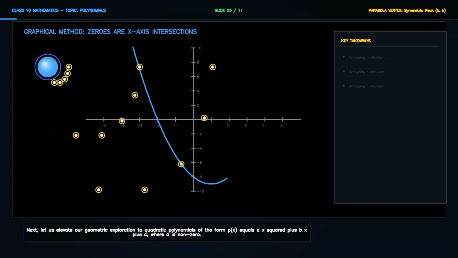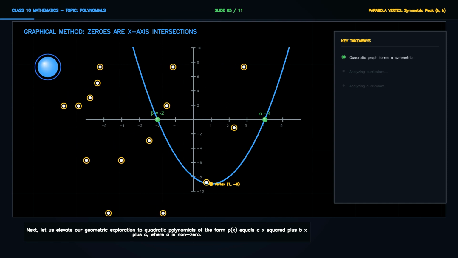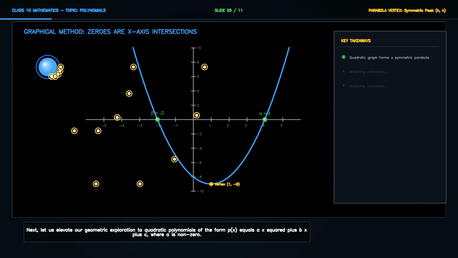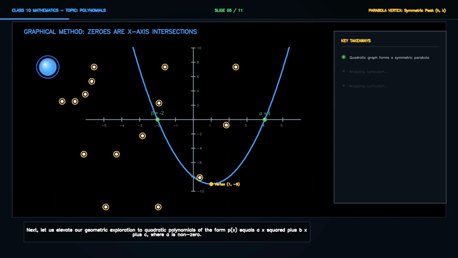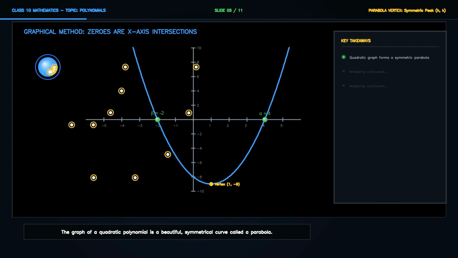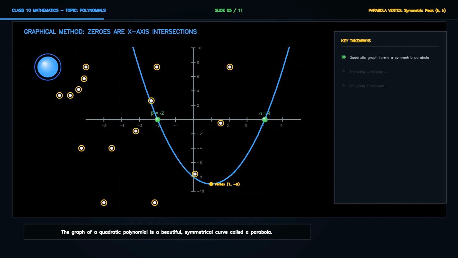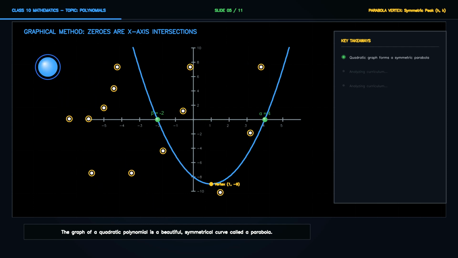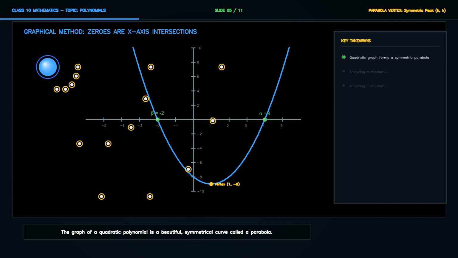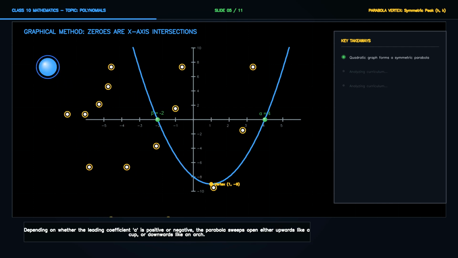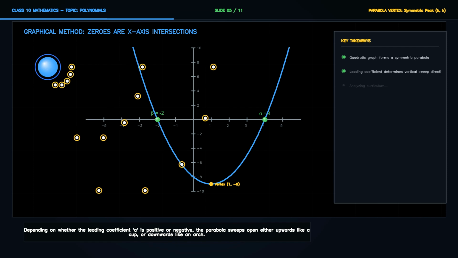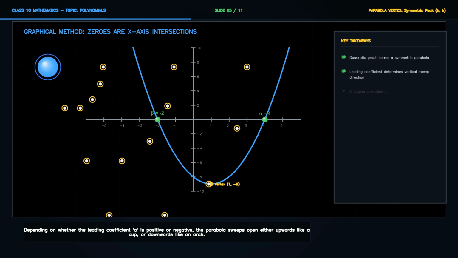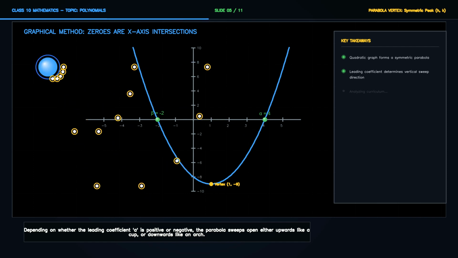Next, let us elevate our geometric exploration to quadratic polynomials of the form p(x) equals ax squared plus bx plus c, where a is non-zero. The graph of a quadratic polynomial is a beautiful, symmetrical curve called a parabola. Depending on whether the leading coefficient, a, is positive or negative, the parabola sweeps open either upwards like a cup or downwards like an arch.